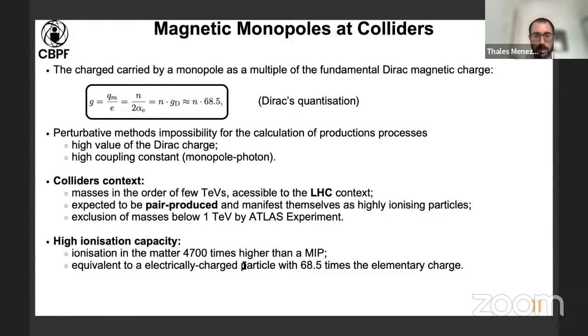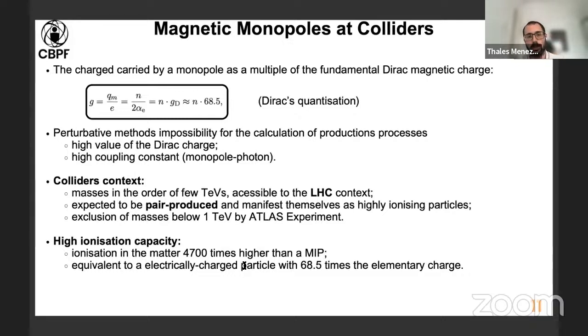These characteristics should be further exploited in order to study these particles in the collider context. But in the theoretical part of the process, since we have a high value of the Dirac charge and a high coupling constant between the photon and the monopole, we cannot deploy perturbative methods to calculate the production process, the cross section, and so on.